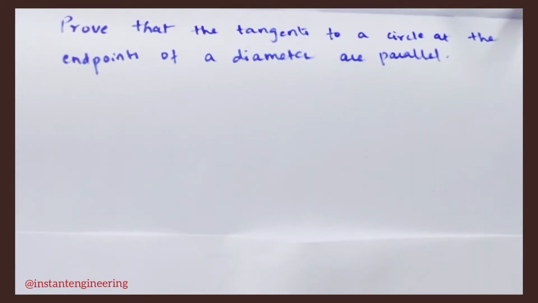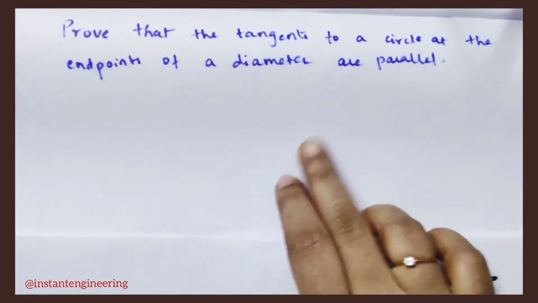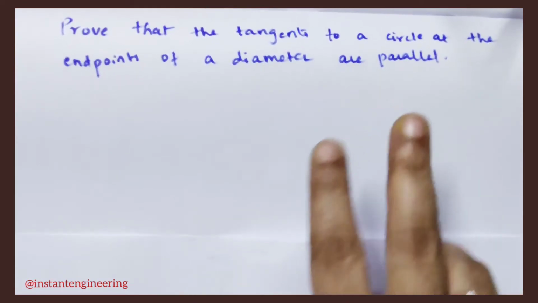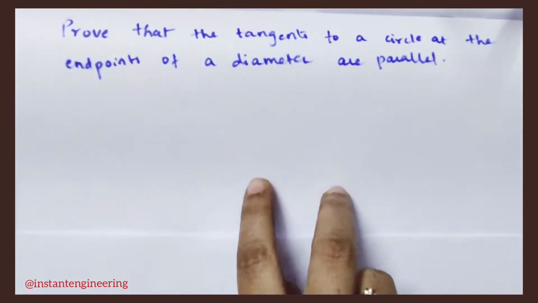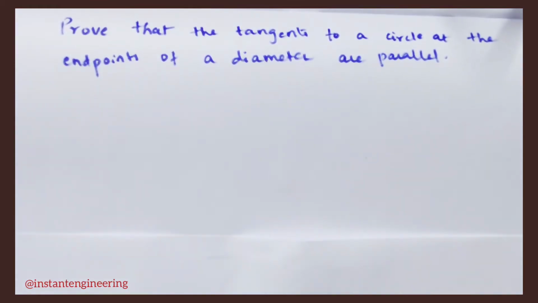Back to my channel. So these are some of the theorem kind of questions, as well as the fifth question from exercise 9.1, tangents and secants to a circle. Sometimes they'll ask you this kind of question to prove. Prove that the tangents to a circle at the endpoints of a diameter are parallel. If two tangents are drawn to a circle, we should prove those two lines are parallel. So we'll draw it and we'll see.